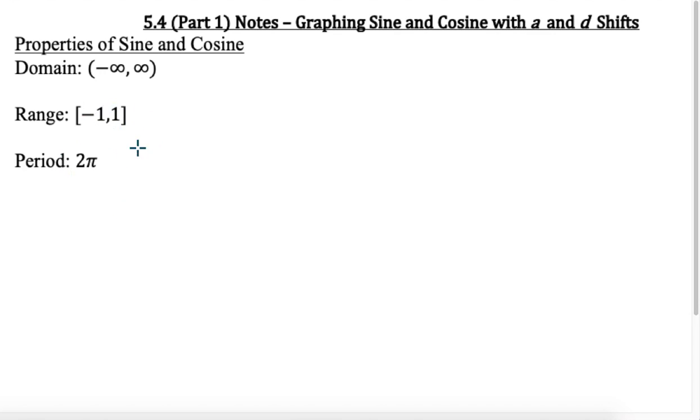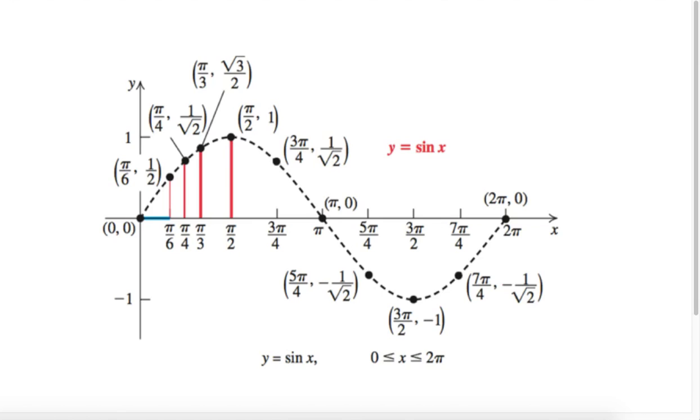Now as we start to shift our graphs, these things could change. The range could change, the period can change. But if there are no shifts, the range is -1 to 1, the period is 2 pi. So before we start to shift, I just want to re-look at these graphs again.